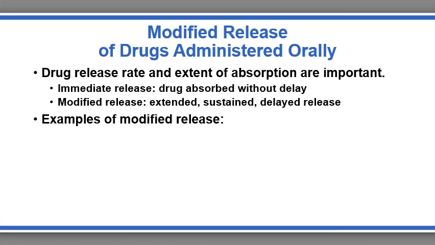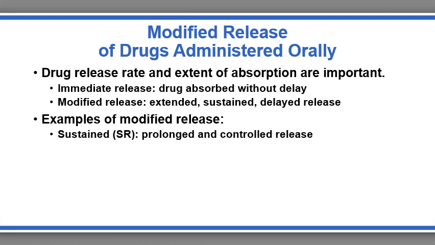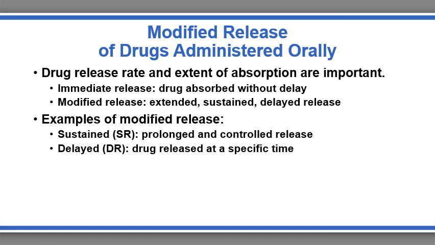Okay, so examples of modified release drugs. You have your sustained release. That's a more prolonged and controlled release. Basically a certain amount of the drug will get released in a very controlled manner. You have delayed release, and that's when a drug gets released at a specified time. In other words, when the drug gets taken by the patient, the drug doesn't necessarily get released right away. The formulation of the way they make the actual drug itself delays the release. The drug takes a little bit longer to break down, and gets released a little bit more slowly.